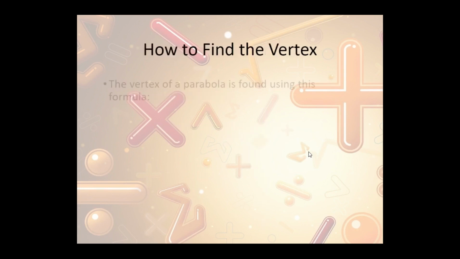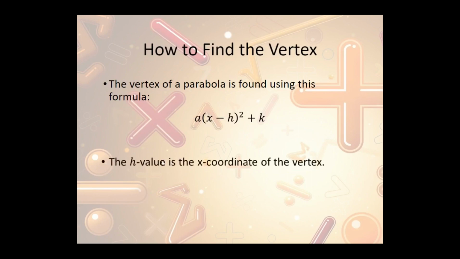Now, how do we find the vertex? The vertex of a parabola is found by using this formula: a times (x minus h) squared plus k. Now, this should look pretty familiar because this is basically the completing the square of a quadratic. So the h value is the x-coordinate.